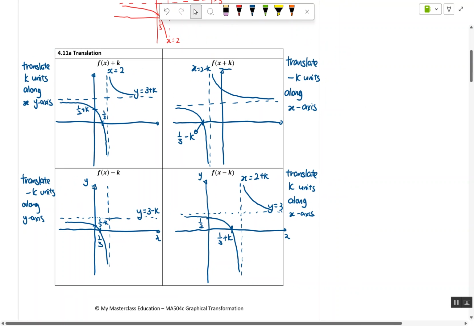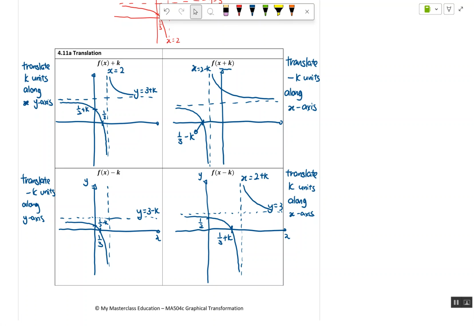Okay, so if you see f(x minus k), it moves to the right. So you are making changes to the x. So these are two different things. The left side is making changes to the y. The right side is making changes to the x. Yes, opposite. Okay. Oh yeah, of course there is the other curve here.